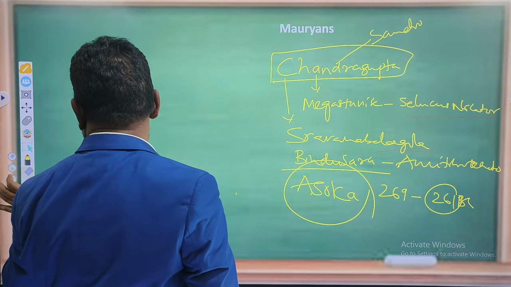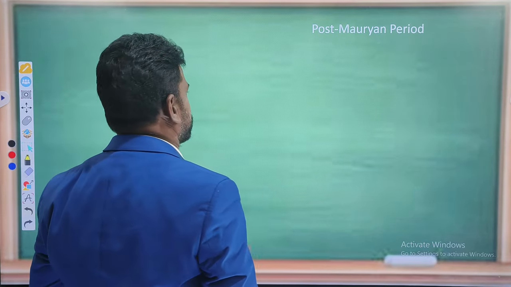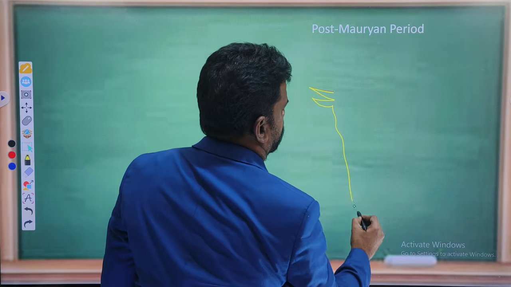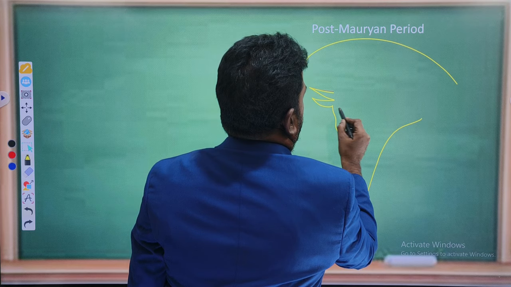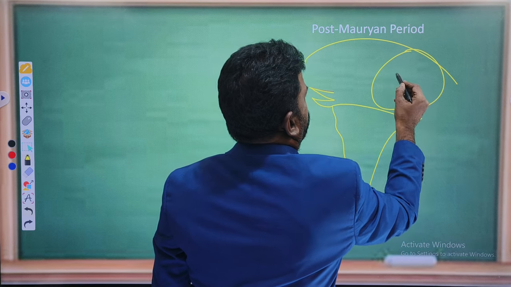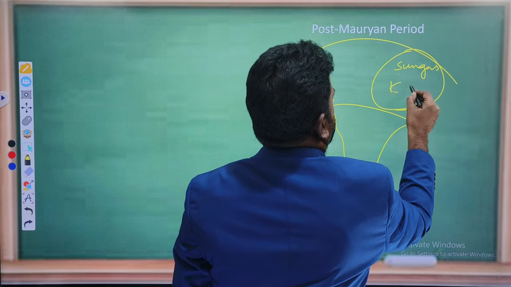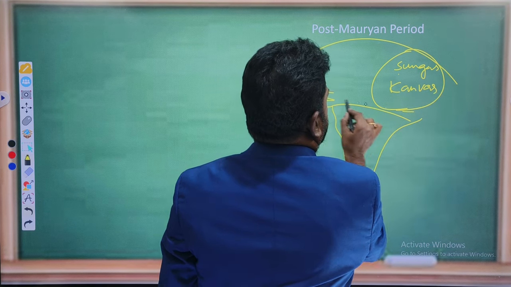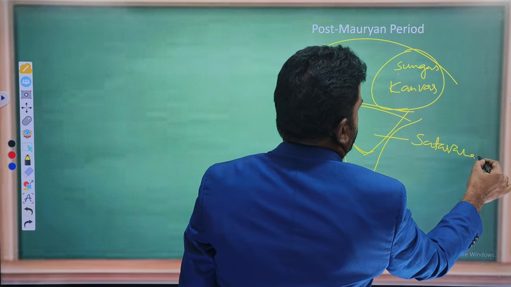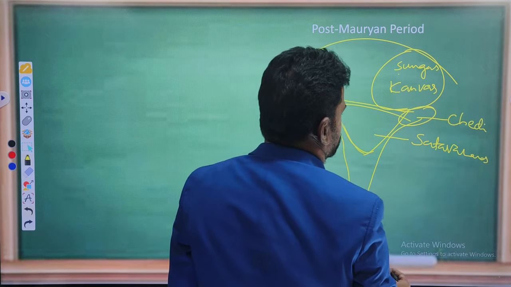After the Mauryans came the post-Mauryan period. During this period, there were different kingdoms in India. India was in pieces in North India and South India. This area was first ruled by the Sungas. After the Sungas, next the Kanvas. The Deccan part was ruled by the Satavahanas, and Kalinga was ruled by the Chedi kingdom.